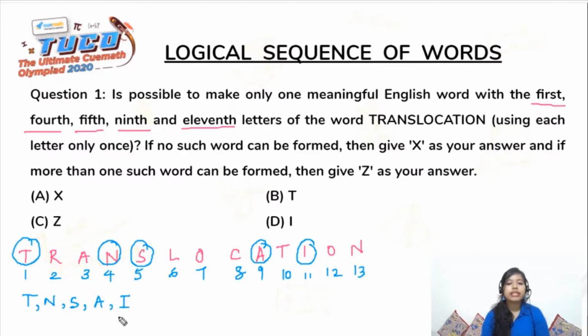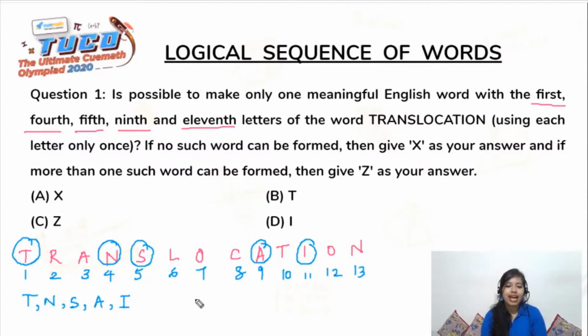Okay. Now they're telling us if such a word cannot be formed, that means using these letters, if you cannot frame any word, then give X as your answer. And if more than one such word can be formed, then give Z as your answer. Okay. So now let's look into this and check out. If you notice here, you have T, N, S, A, I. Let's try to figure out if we can frame some words from here or not. Any guesses? All of you can put it on the comment section if you have any clues. Okay, let me frame some words here.